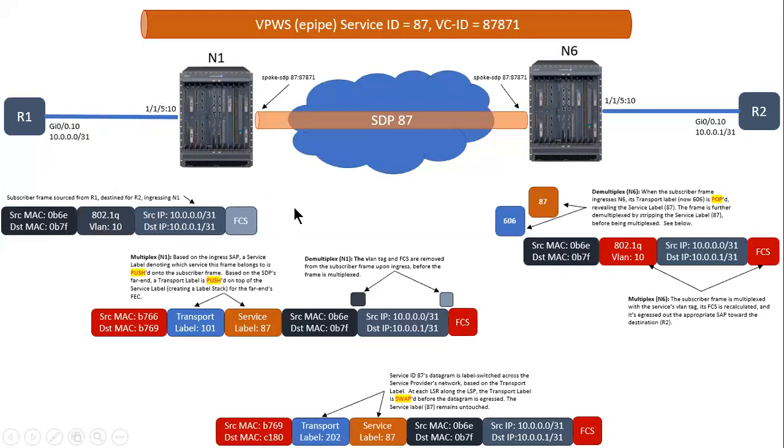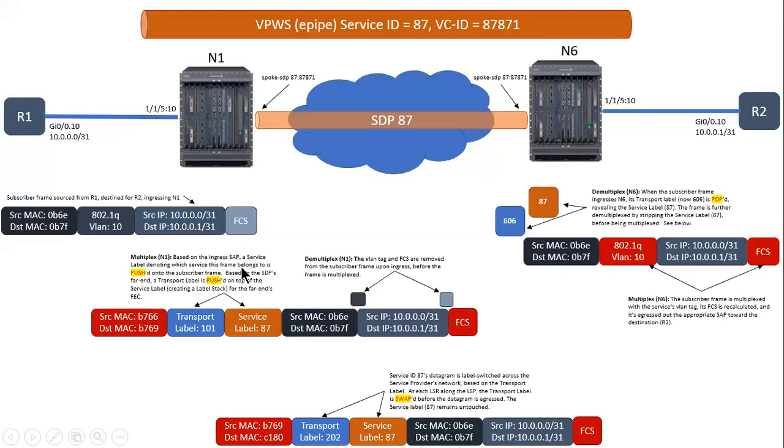So the first thing that happens when this frame ingresses the provider edge on this particular SAP 115:10 is it's demultiplexed. So the VLAN tag and the frame check sequence are removed from the subscriber frame before the frame is multiplexed. So the first thing that happens, the 802.1Q tag and the frame check sequence are both ripped out. And of course, the frame check sequence is recalculated before egressing. So after that VLAN tag is removed, the frame is then multiplexed.